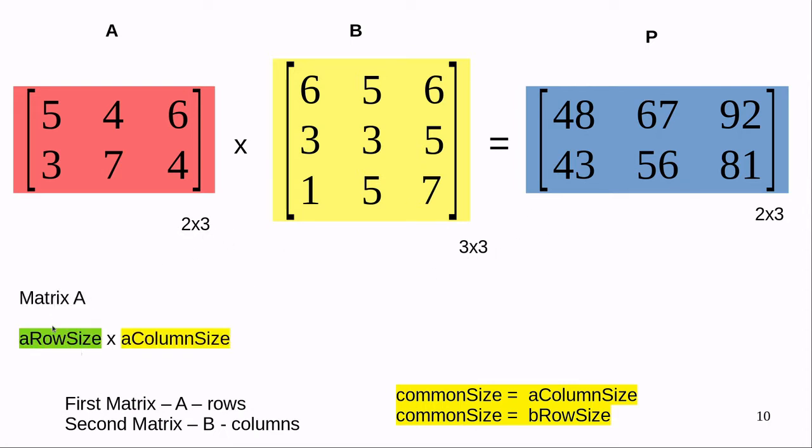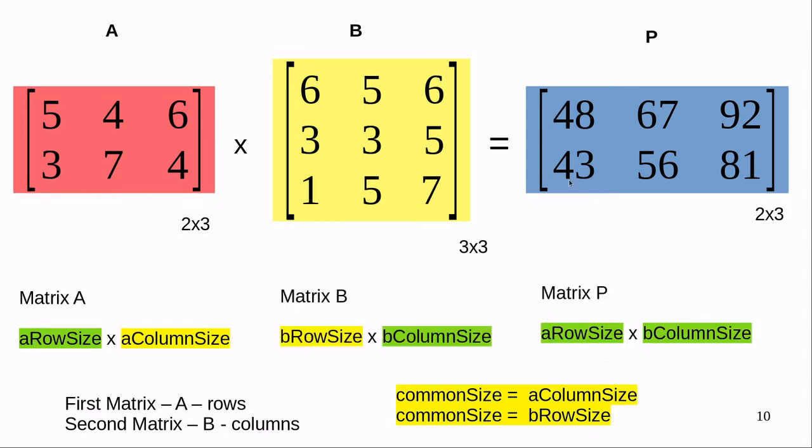If you look at matrix A, here we have the A row size, A column size, matrix B, and matrix P. So, finding matrix P, what is the first step? The first step is to know the size of this particular matrix. We have seen this earlier: it will be the A row size by the B column size. That will be the size of matrix P.